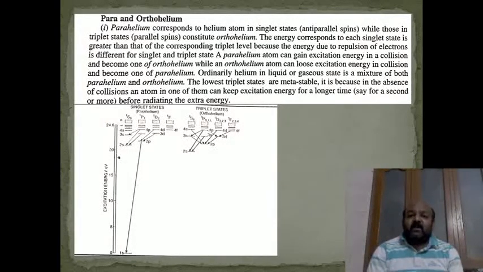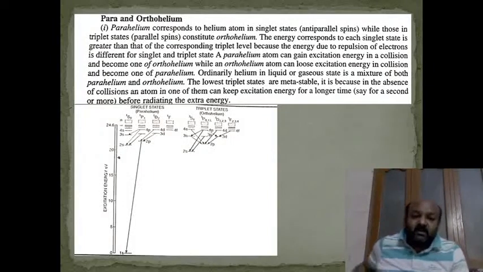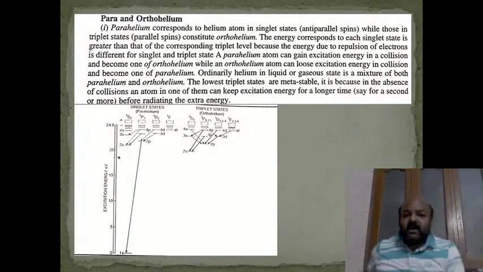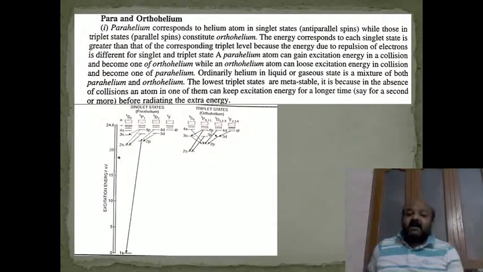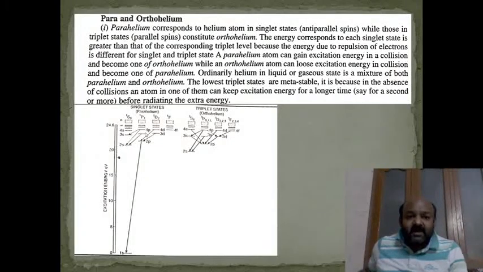As they are in different orbitals, their interaction is minimum. But in the singlet state, both the electrons are in the same orbital, so they feel repulsion from each other. Due to this, the energy of the singlet state is more as compared to that of the triplet state. So the triplet state has lower energy and the singlet state has higher energy. So orthohelium has lower energy, parahelium has higher energy.